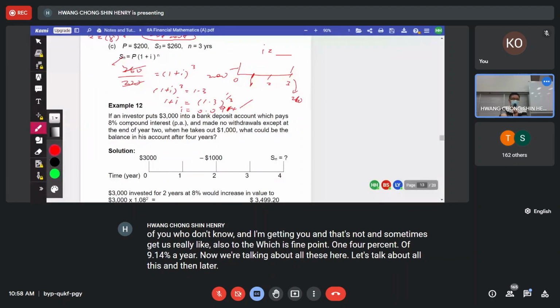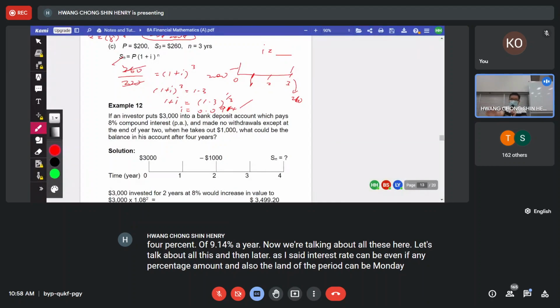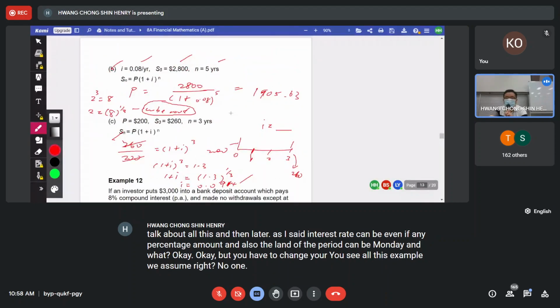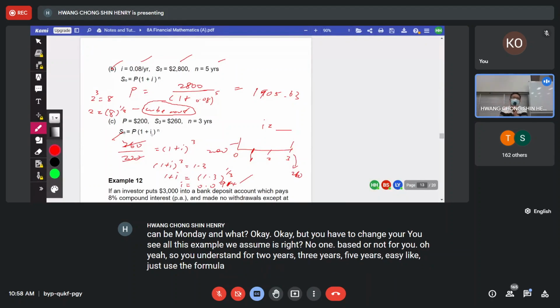Later, as I said, the interest rate can be given with any percentage amount, and also the length of the period can be monthly, half yearly, quarterly. That one, second part, you have to change already. Right now, all these examples we assume are based on per year. So you want to say for 2 years, 3 years, 5 years, easy lah. Just use the formula. Okay?